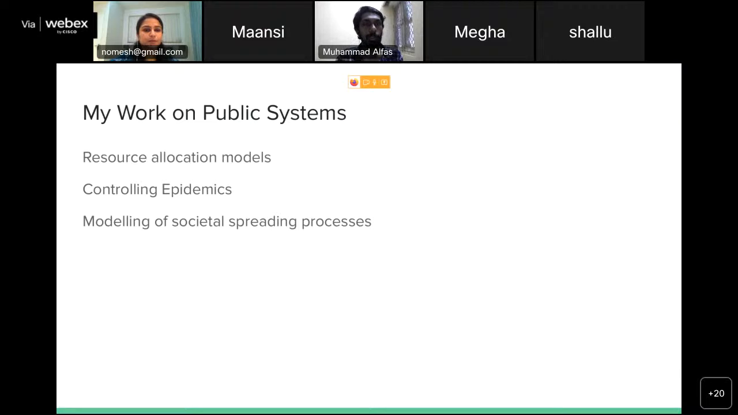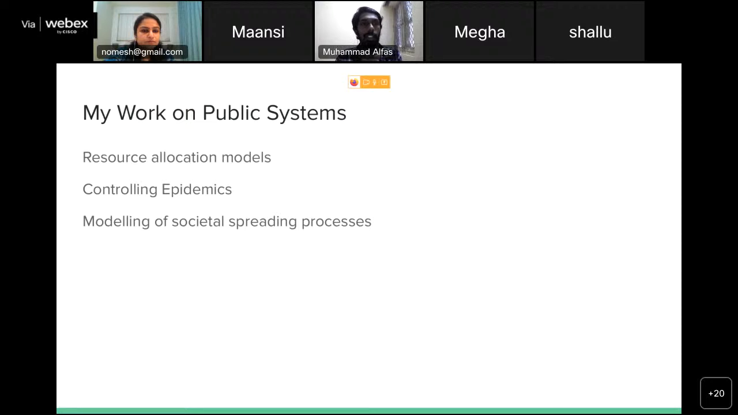My topic for today's talk is an online heuristic approach for efficient allocation of limited COVID-19 testing kits. Regarding my work on public systems, this talk comes under the domain of resource allocation models and controlling epidemics. As we all know, resource allocation models are critical in public systems. We need to allocate resources across the population optimally in order to achieve a welfare state. That's the objective of public systems usually. And obviously, controlling epidemics is crucial regarding public health.